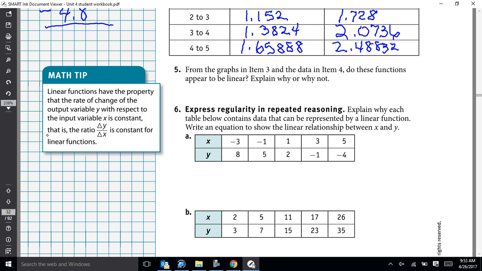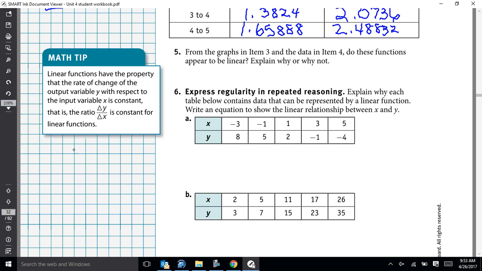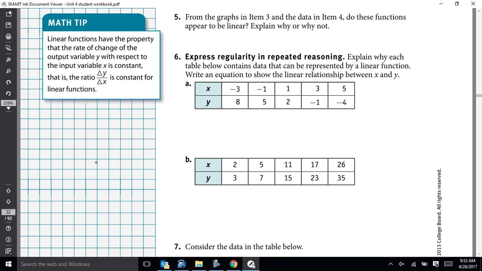All right, so express regularity and repeated reasoning. Explain why the table below contains data that can be represented by a linear function, or an equation to show the linear relationship between x and y. So here, what are we doing each time? From 8 to 5, what's happening? -3. And then from -3 to -1, and from -1 to +1. Same thing.